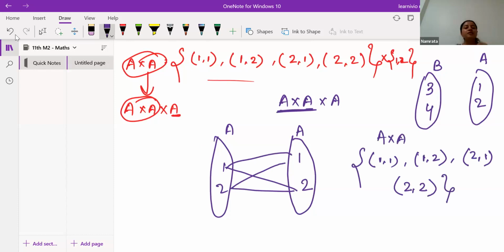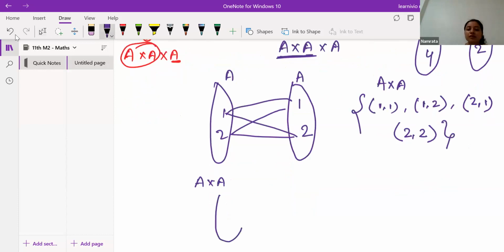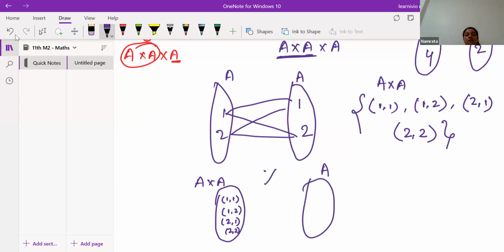But we have to find A cross A cross A, right? So now we will be using this result of A cross A. Let's write the ordered pairs: 1, 1 is there. 1, 2 is there. 2, 1 is there. And 2, 2 is there. Now with A again, we will be doing the multiplication, meaning we will find the combinations. A has only the elements 1, 2. Let's make the combination of 1, 1 with 1. So we will have 1, 1, 1.